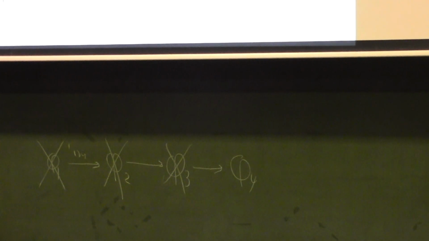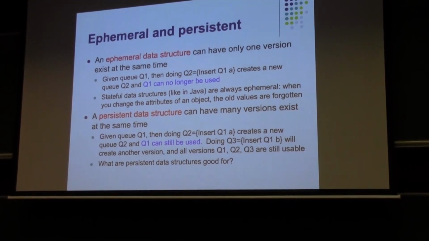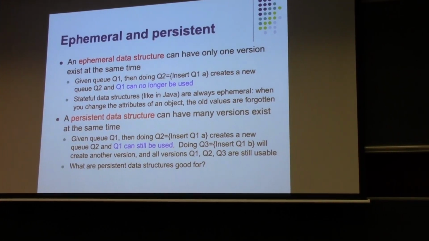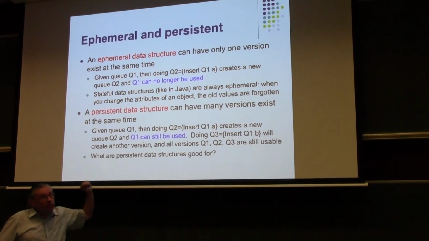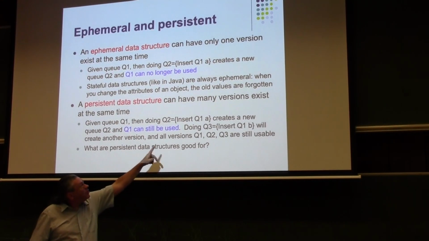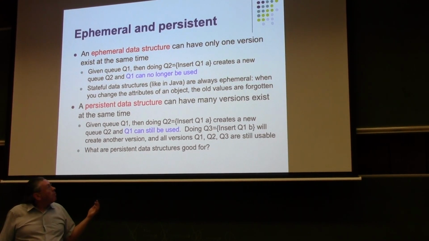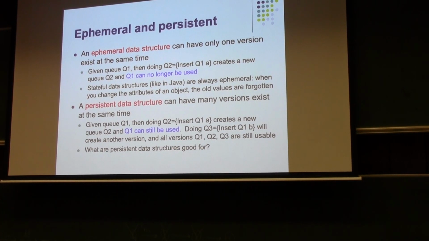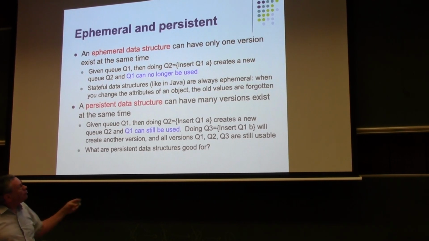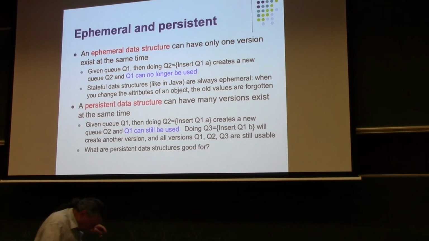But there's actually another kind of data structure. And this one is called persistent. In this one you can have many versions at the same time. So if you're given a Q1, you do Q2 equals insert just like before. You have a new Q2. Huh? But Q1 is still there. It's still usable. So Q1 does not go away. And if you do Q3 equals insert on Q1, that one will work too. Okay?